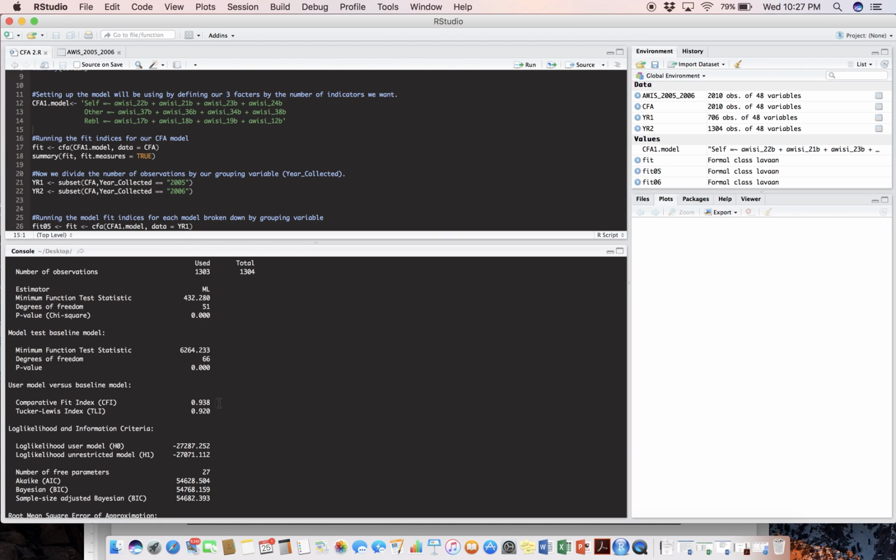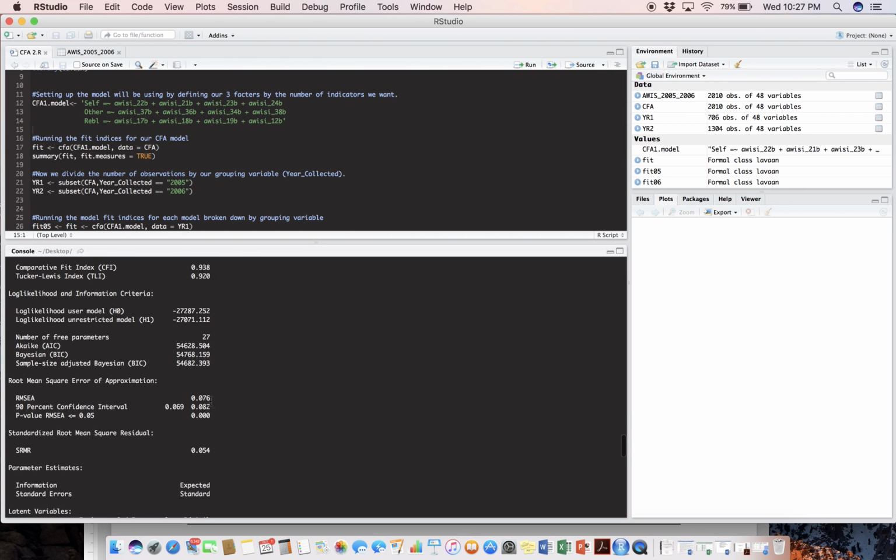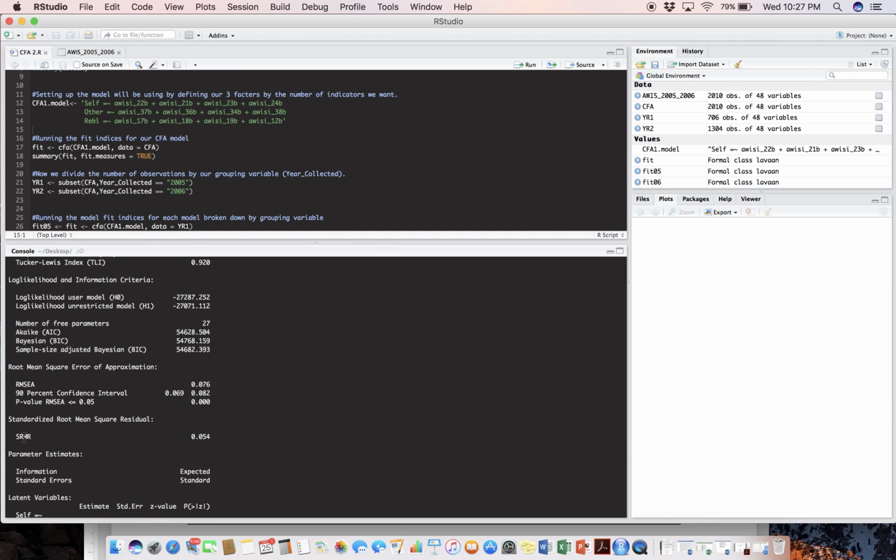All right, and then our CFI for the second year seems to be roughly okay. The RMSEA is 0.076, getting a little higher. Then we see that the SRMR index is above 0.05. So I think in this case, I would say that this model isn't fitting as well as the first one. So there's a difference between 2005 and 2006 in terms of model fit.